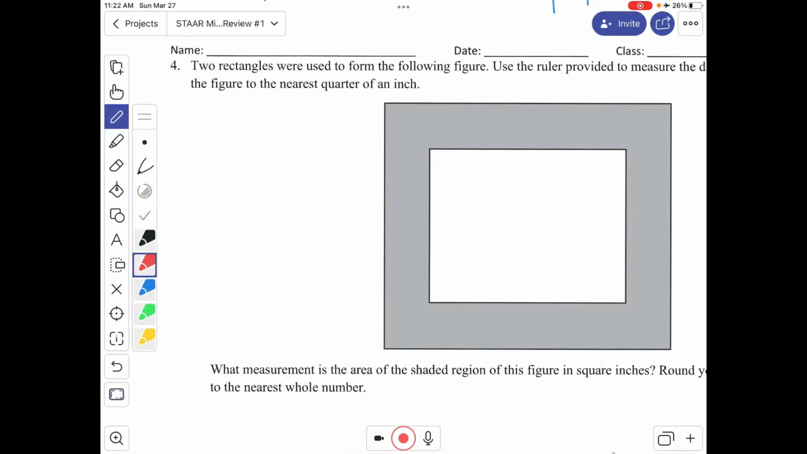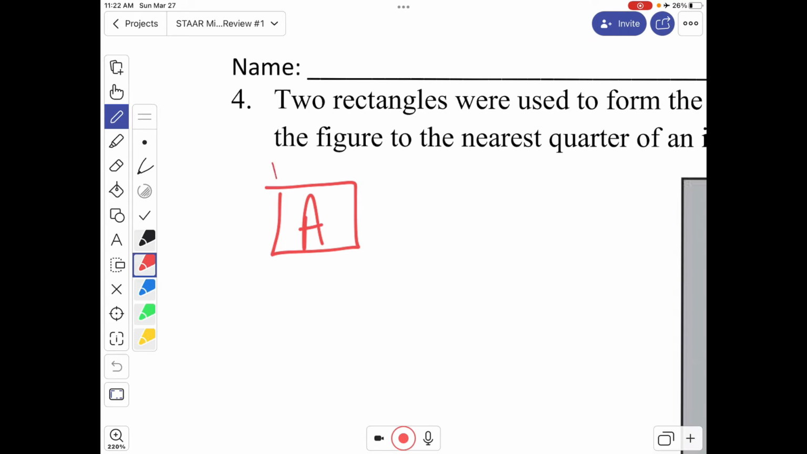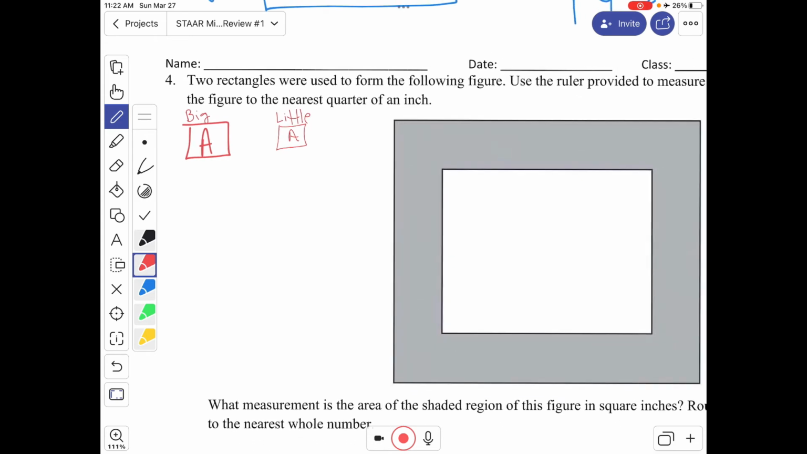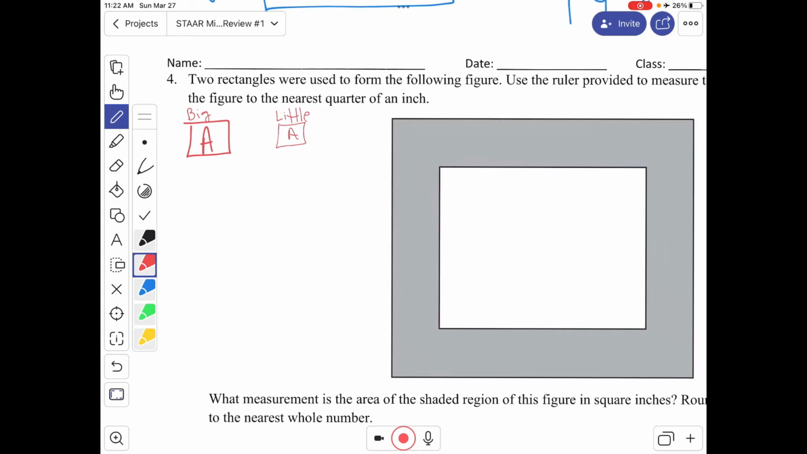Okay, back to our problem. It says to measure the area of the shaded region. So I notice that the shaded region is a very large rectangle. And there's a smaller rectangle inside of it. To find the area of the shaded region, I'm going to need to find the area of the big rectangle and subtract the little rectangle.